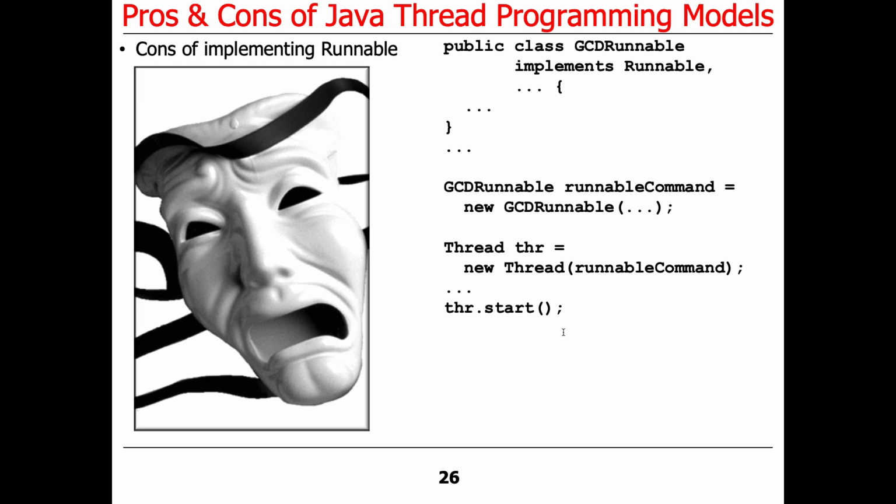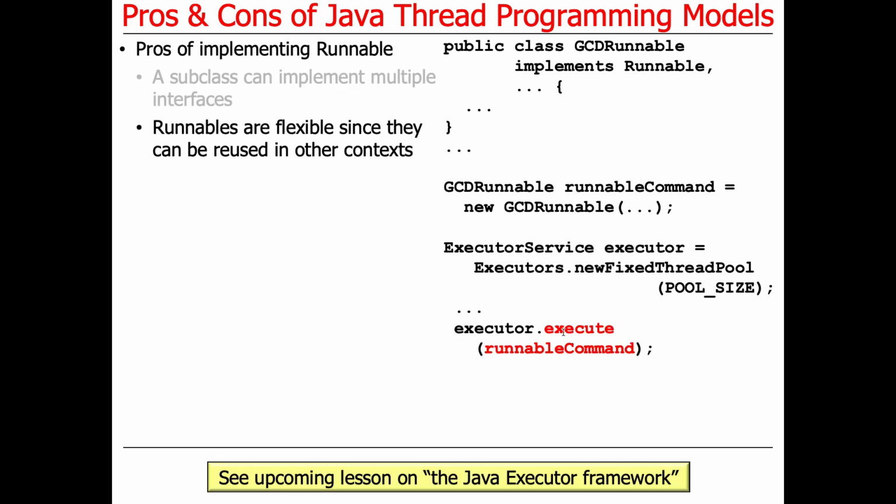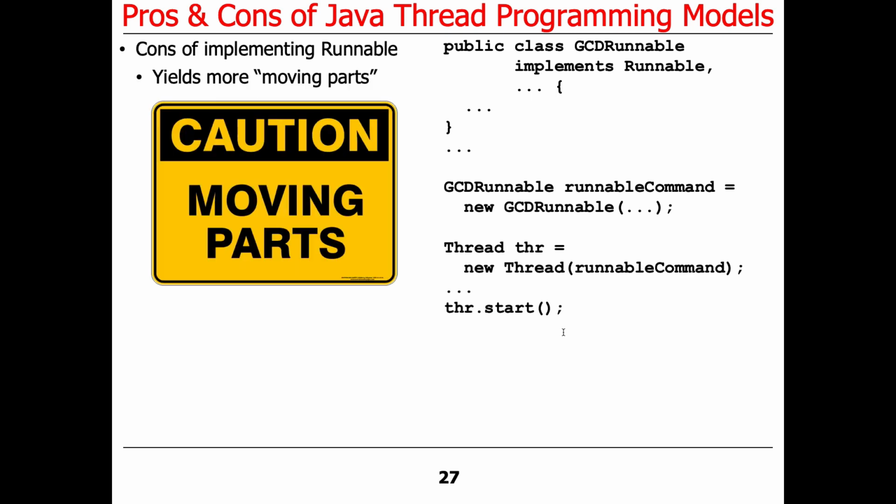This, by the way, would be the kind of simple way of doing it. We would say GCDRunnable command = new GCDRunnable, make a new Thread with that as the parameter to the constructor for Thread, and then we would go ahead and start this thread. So that's the other way to do it instead of using the thread pool. There's more moving parts. So as you can see here, we have the Runnable, we have the Thread. So the Runnable and the Thread are actually two separate things.